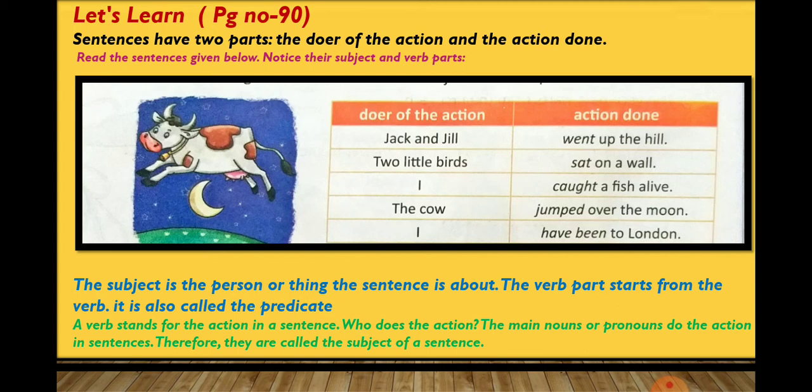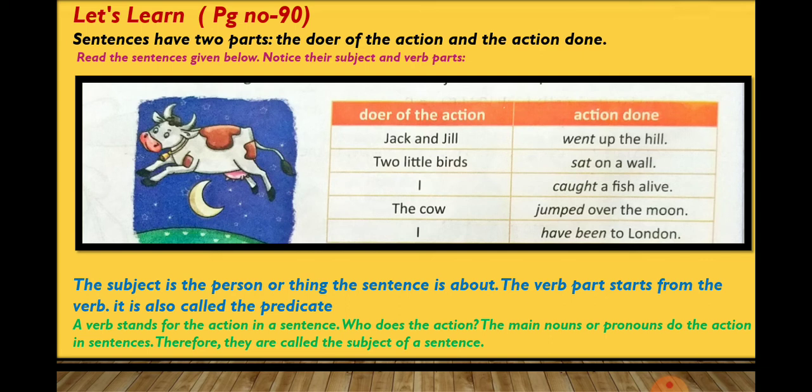So children, the subject, this is also very important, that should be underlined and learnt. The subject is the person or thing the sentence is about. The verb part starts from the verb and it is called the predicate. So the predicate always will start from the verb. Like you can note, went up the hill. It starts from the word went, which is the verb of the sentence. Sat on a wall. Sat is the verb of the sentence. So it will always start with the verb part.